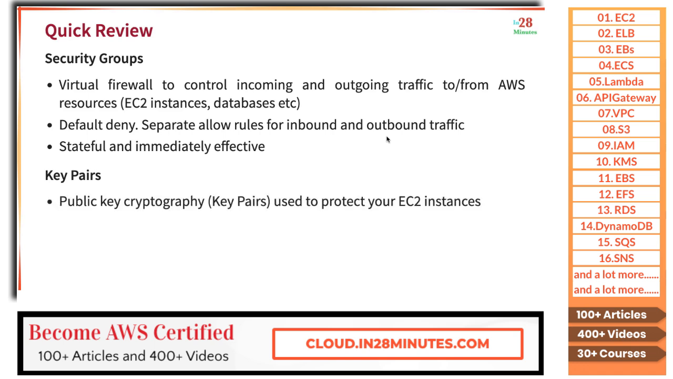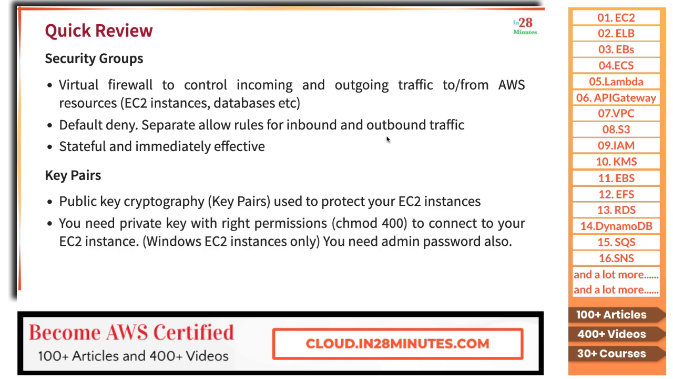Key pairs, or public key cryptography, is what is used to protect your EC2 instances. You need to have a private key with the right permissions. We did chmod 400 on the key so that we can actually SSH into the EC2 instance. And for Windows EC2 instances only, in addition to the private key, you would need an admin password also.